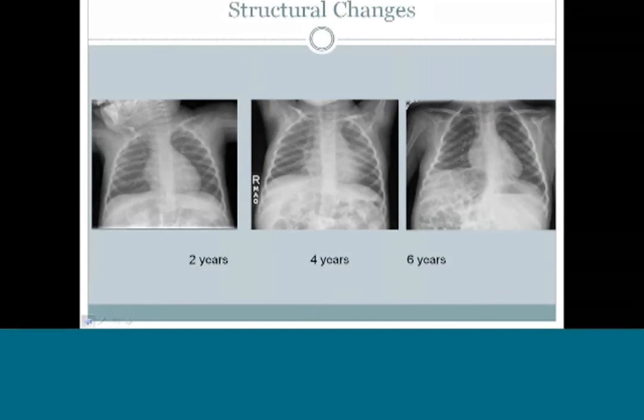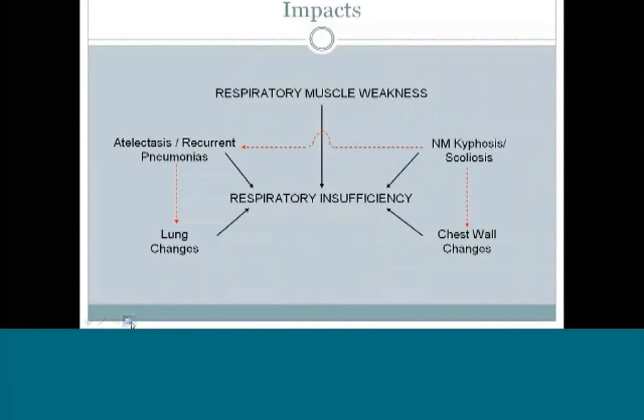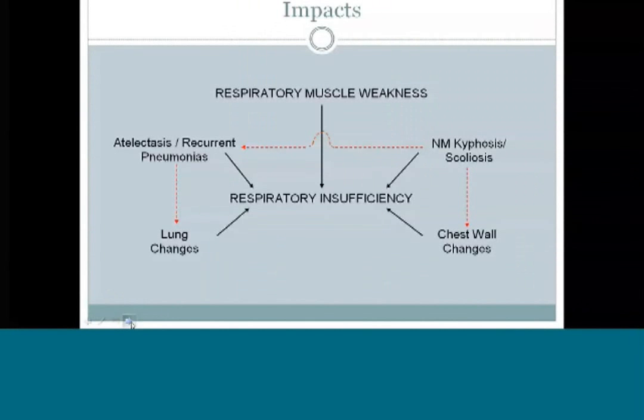ribs. So if I go forward to the next slide, to the impact of muscle weakness, there is a continuous interplay, on the flow sheet, on slide 9. There's a continuous interplay of the effects of respiratory muscle weakness and how it impacts or leads to respiratory insufficiency. On the left side of this flow sheet are the changes that take place in the lung, and on the right side are changes that take place to the skeleton around the lung.